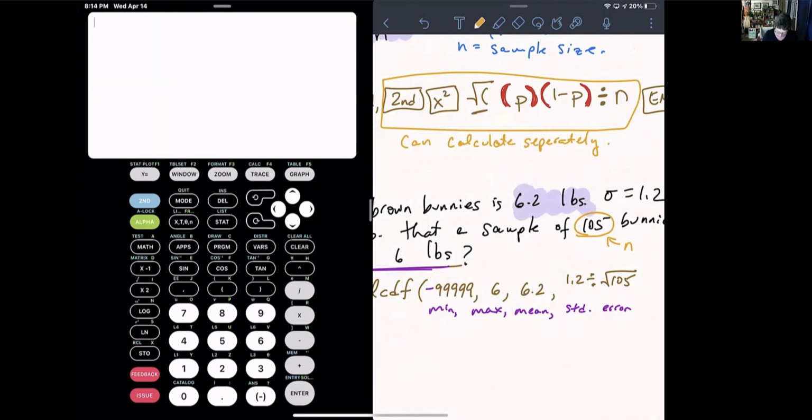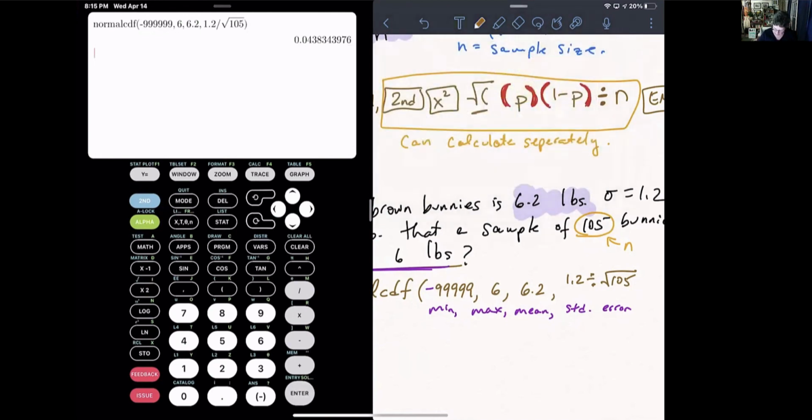Okay, there we are. Second bars, normal CDF is number 2, negative 99999, comma 6, comma 6.2, comma 1.2 divided by the square root, remember that's second x squared, 105. Okay, so you see I don't have to figure out the value beforehand. I can just press enter. And there we have it.